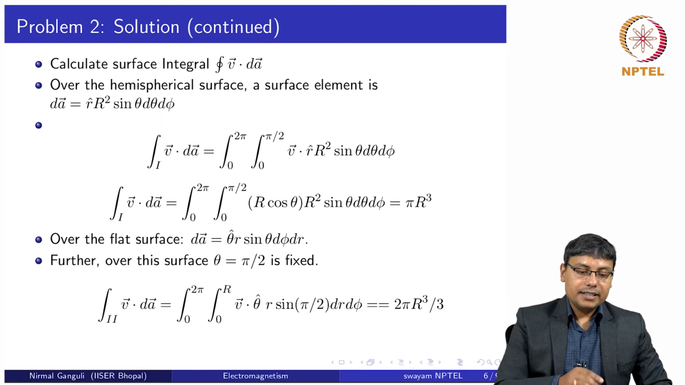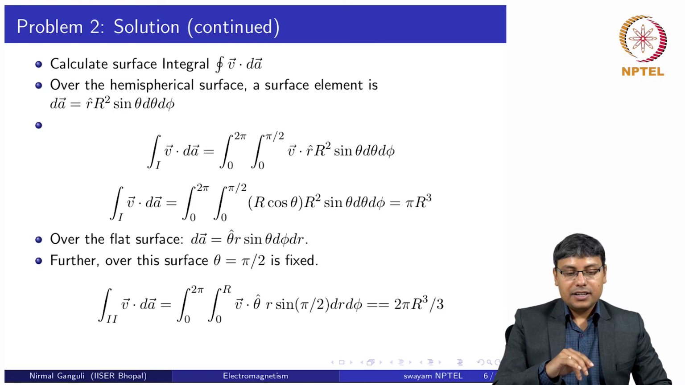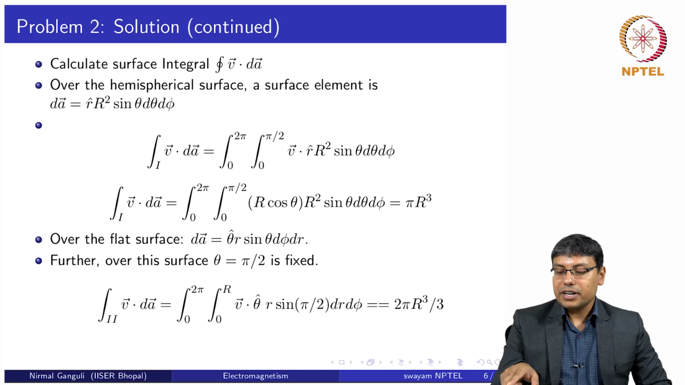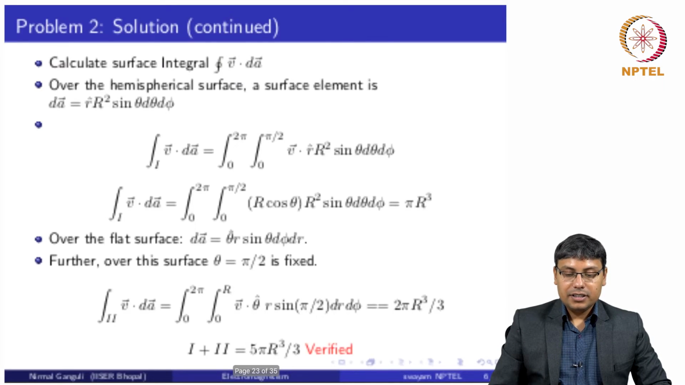So, the second integral over the flat surface v dot dA becomes integration over phi from 0 to pi by 2, integration over r from 0 to capital R, v dot theta cap r sin pi by 2 dr d phi. So, only the theta component of the vector will be relevant here, and after performing this integral you will find this equals twice pi r cubed over 3.